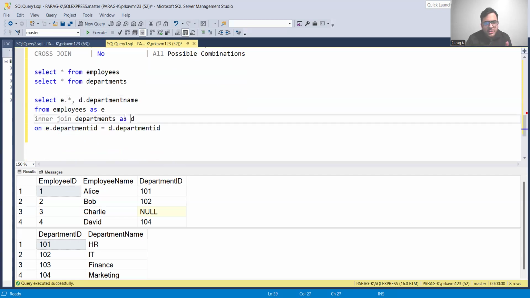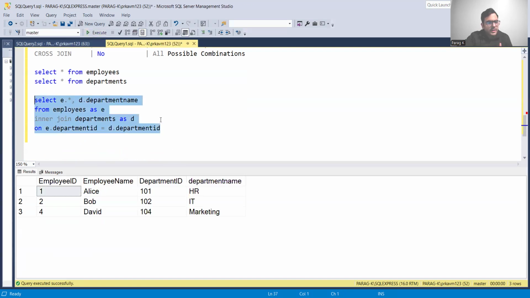You don't need to write AS, but I like to write the syntax as much as possible for a better understanding for a lot of people. It doesn't matter even if you don't write it. Okay, so what has happened here? Let me run all three together and show it to you.